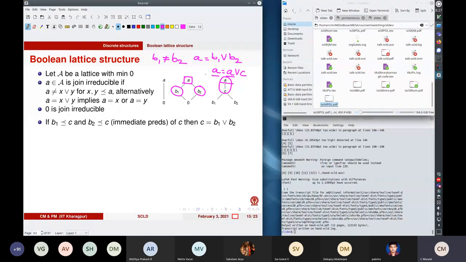So that is basically what this definition is. This definition essentially captures that notion. So an element A is join irreducible if A cannot be expressed as the join of two distinct elements, X and Y.